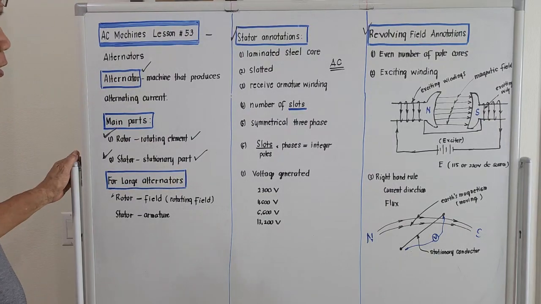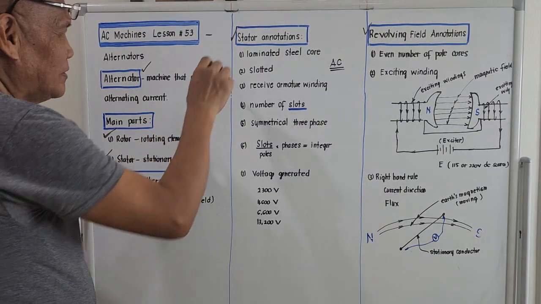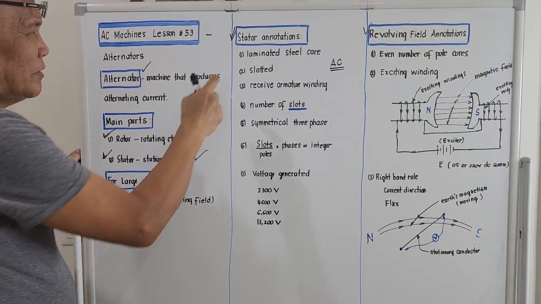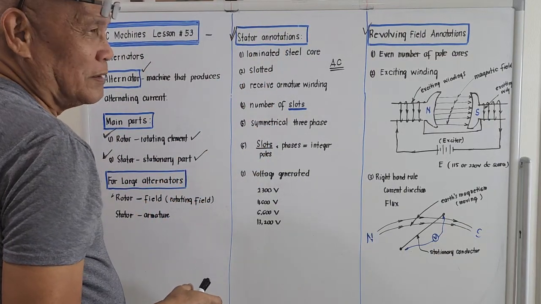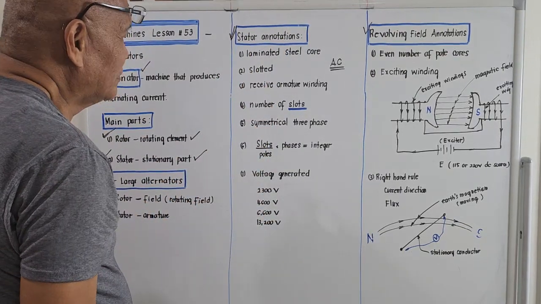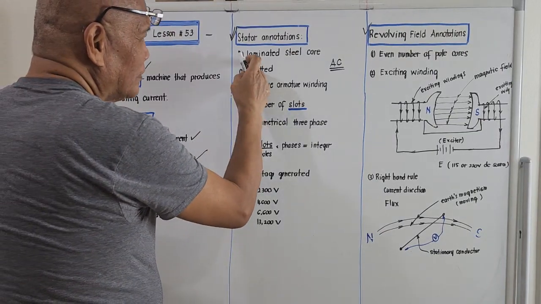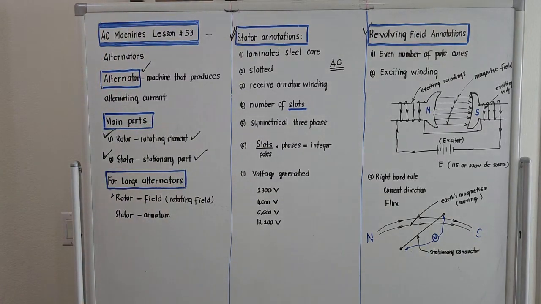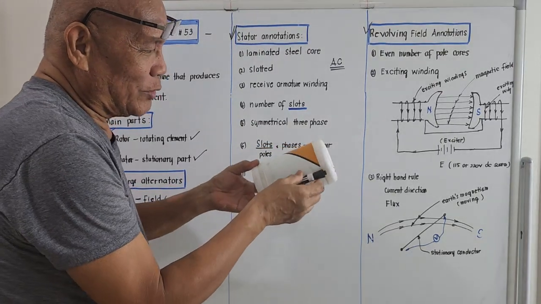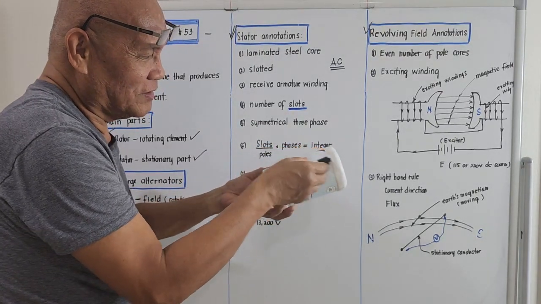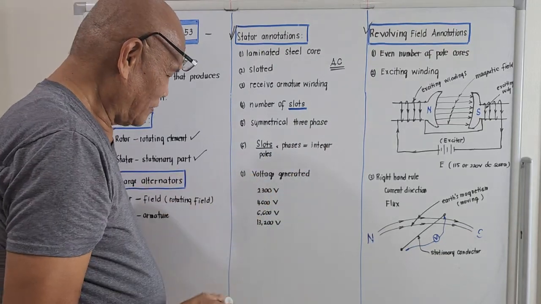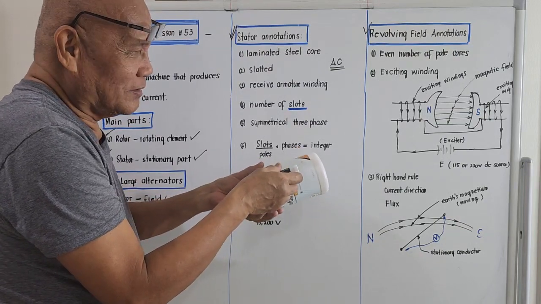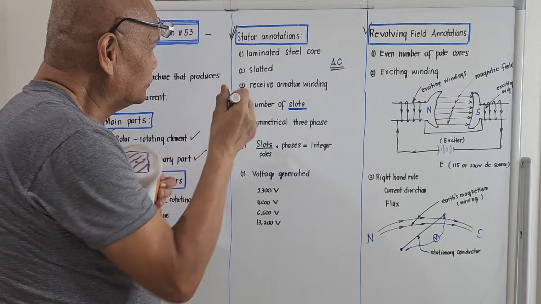Okay, let's try to bring out the so-called stator annotations. There are 7 annotations here. If we try to define the stator, it is a laminated steel core. It could be something like this, maybe the shape, in which there are slots around. So they are actually slotted. Assuming this is the laminated steel core for the stator, it is slotted.